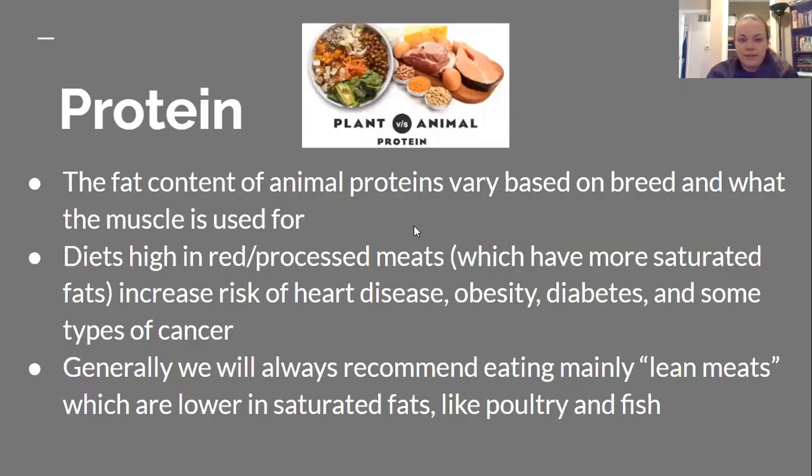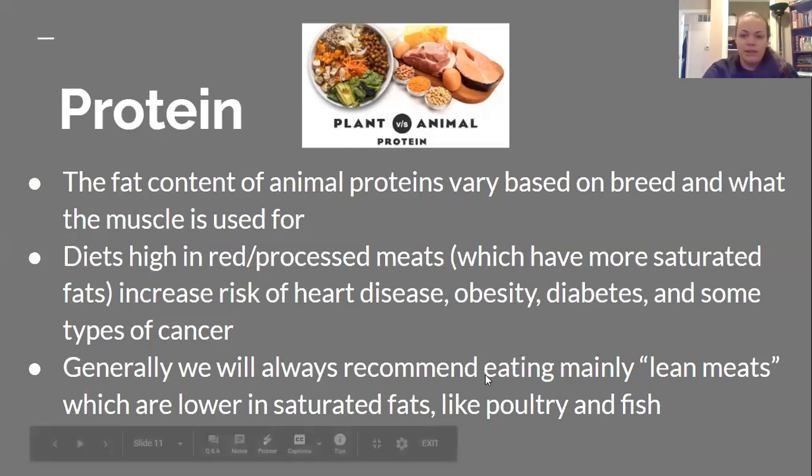The fat content of animal proteins is going to vary based on what the breed of the animal is, as well as what the muscle is used for. So that's when you talk about light meats and dark meats on a turkey or a chicken. The light meats are going to be the leaner meats or the less fatty meats.